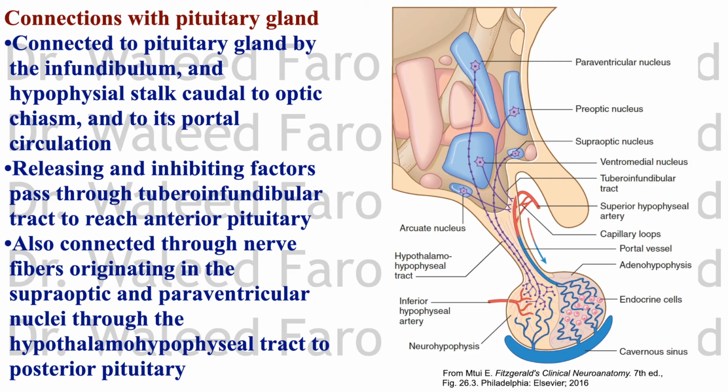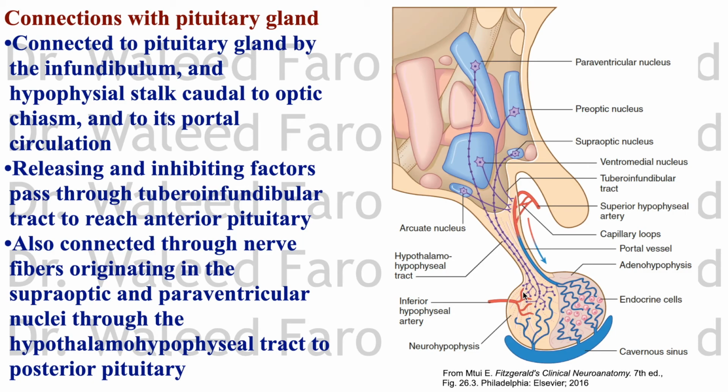The connections with pituitary gland. This is the pituitary gland here, and this is the pituitary stalk, and this region is called the infundibulum. It's connected to the pituitary gland by the infundibulum and hypophyseal stalk, caudal to optic chiasm and to the portal circulation. Remember the portal circulation we studied when we studied the blood supply of the brain, the superior hypophyseal artery and inferior hypophyseal arteries. Remember that?